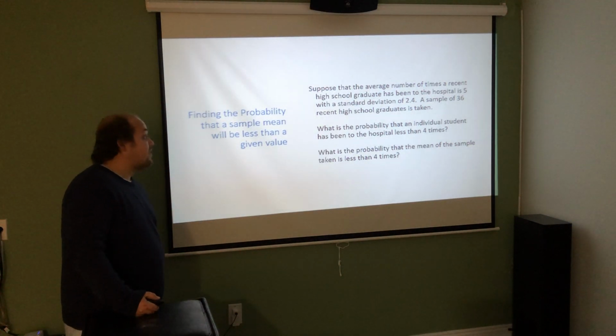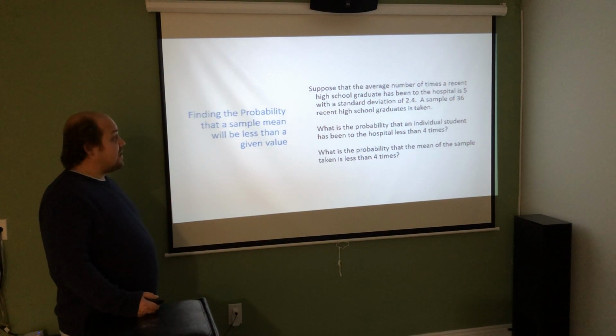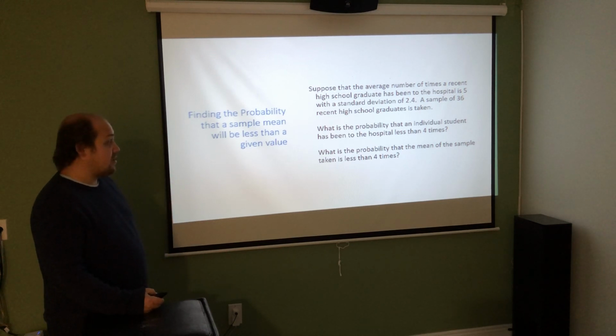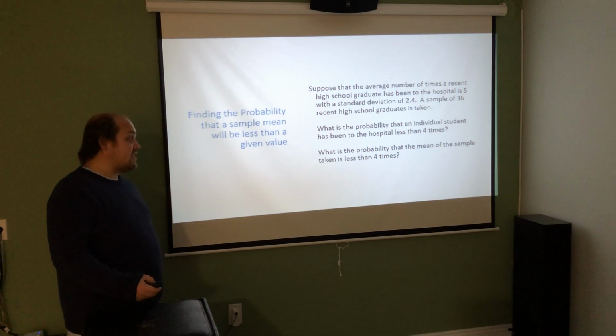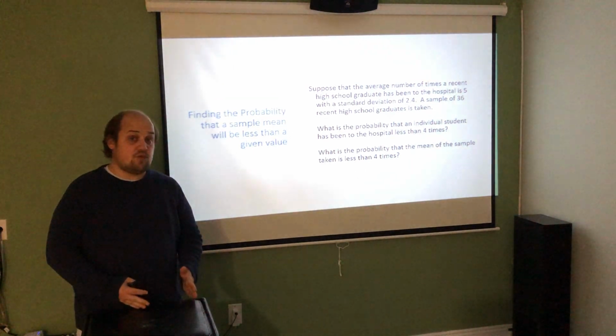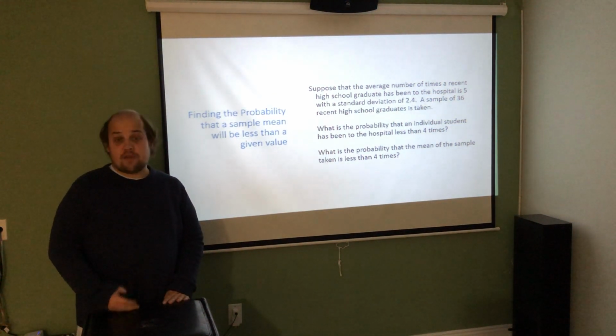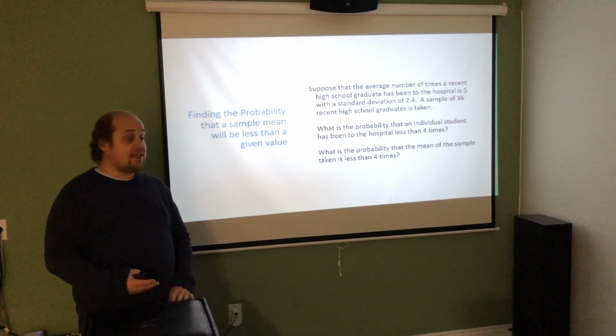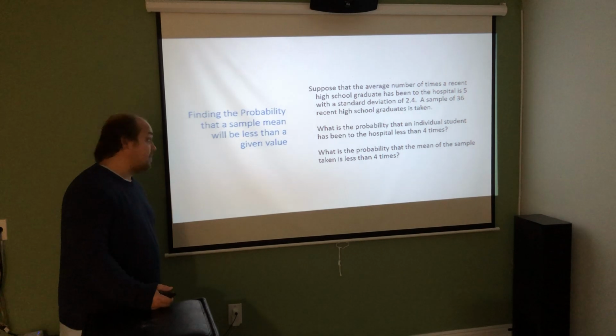Suppose the average number of times a recent high school graduate has been to the hospital is 5, with a standard deviation of 2.4. A sample of 36 recent high school graduates is taken. What's the probability an individual student has been to the hospital less than 4 times? What's the probability the mean of the sample taken is less than 4 times? So this is asking 2 different probability questions. The first one's like what we could have done in the last unit. The next one is particular to using the central limit theorem.